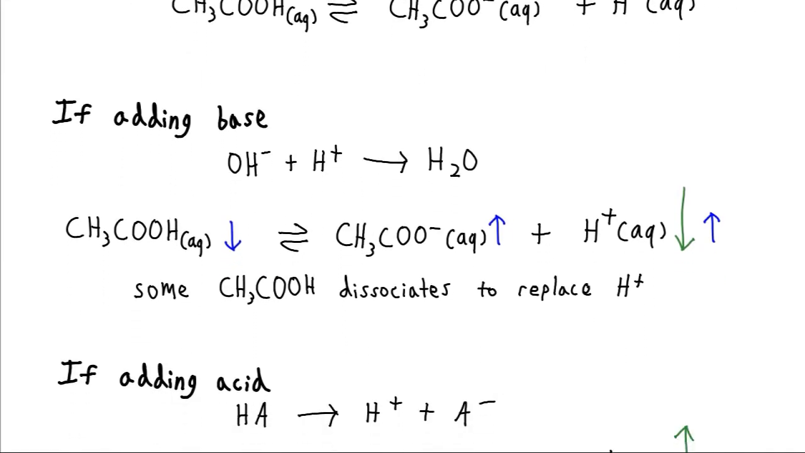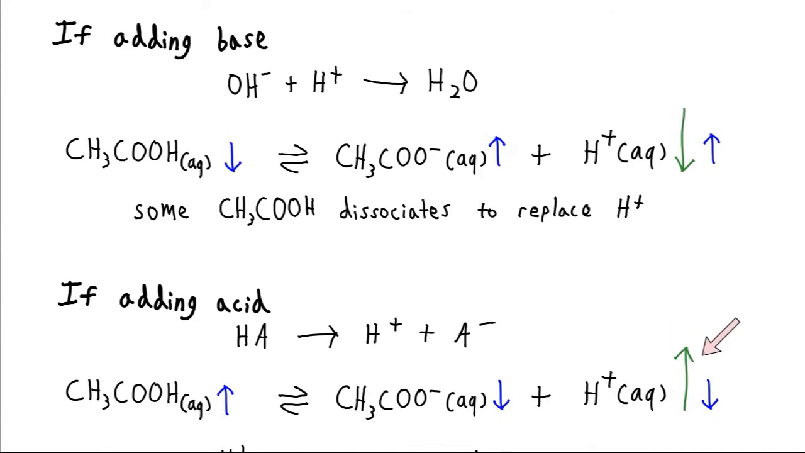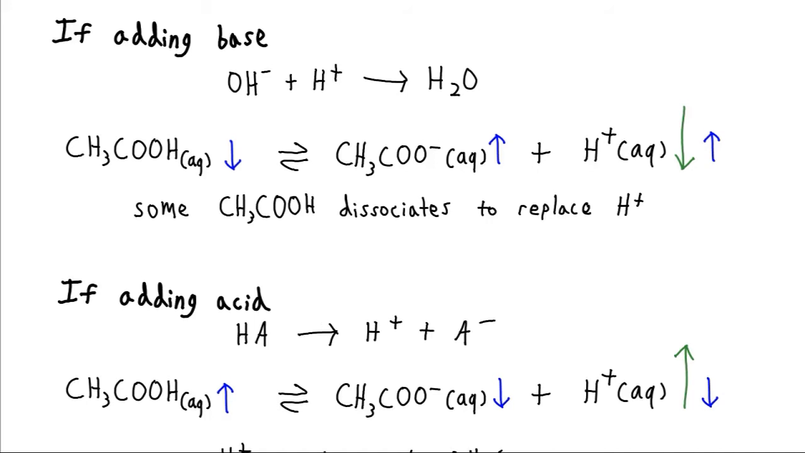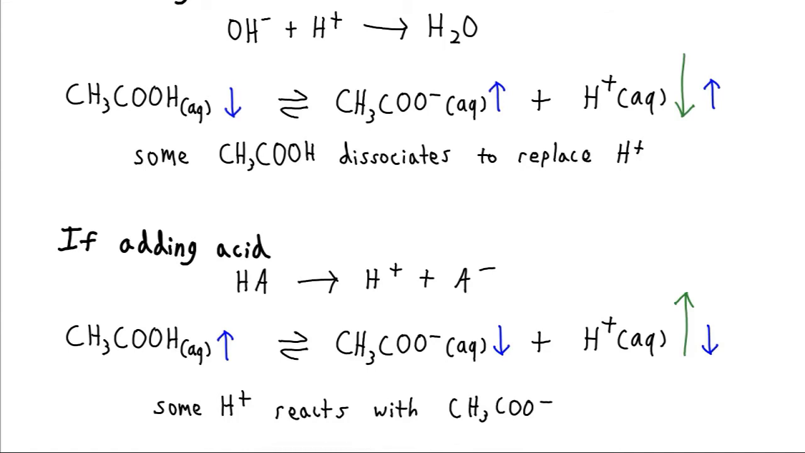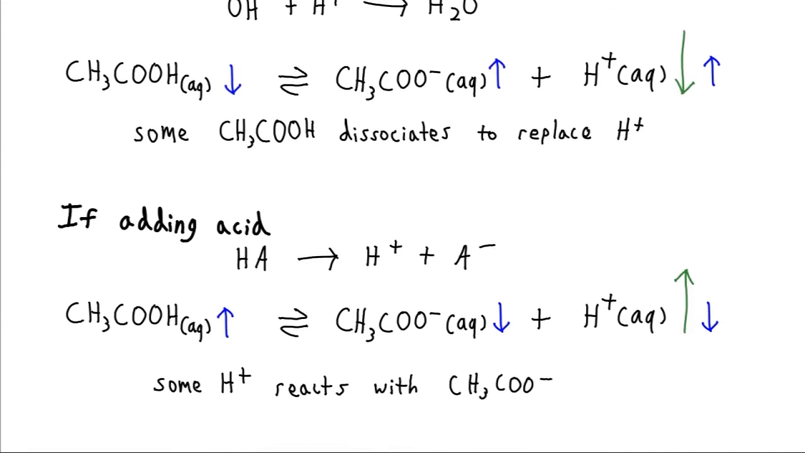Conversely, if we add an acid, that's going to produce additional H+. So Le Chatelier says the reaction will do something to offset that increase, and what it will do is some of our H+ will react with the acetate to produce more acetic acid molecules. So the H+ concentration will go down. So that should help to diminish our effects from adding an acid or a base to the solution.